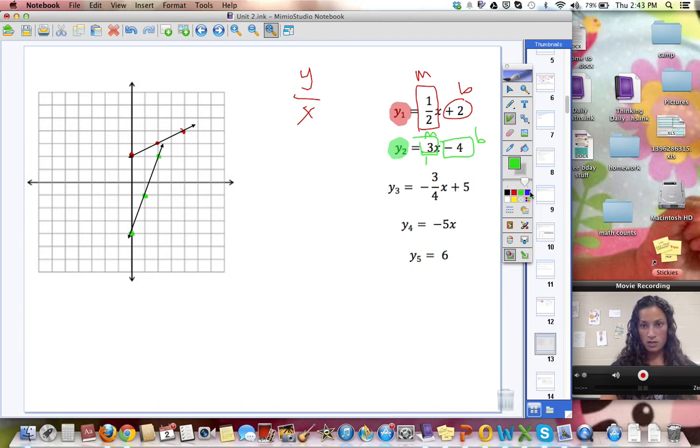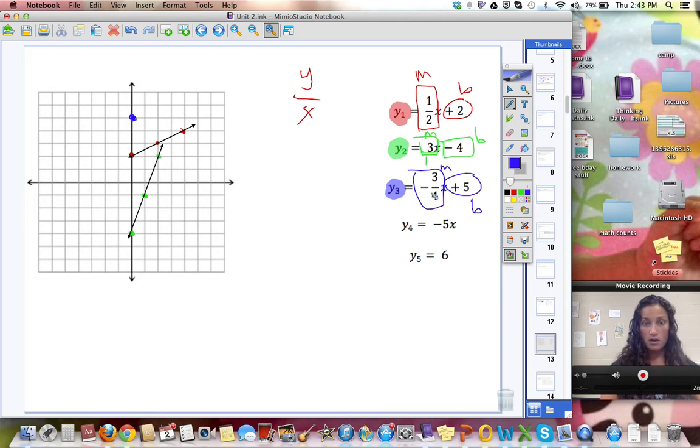The third one, I'll do in blue. That kind of looks purple. So here, this is my slope. This is my starting point. So I'm going to start at +5. 1, 2, 3, 4, 5.